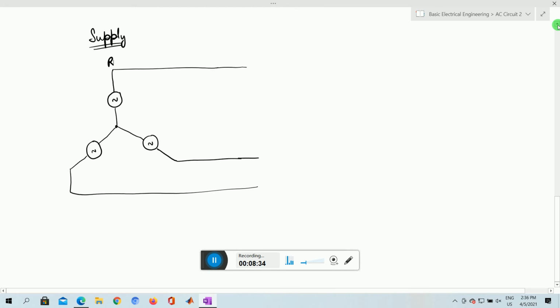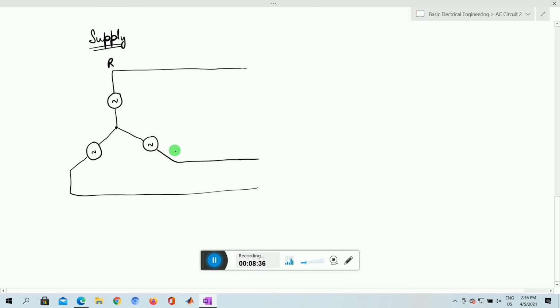So in this diagram we have got R, this is Y, and here is B. If we extend this line over here, we can give this node a name R, Y and B. So this is the end neutral where all three are combined, and we can say that this can be grounded.